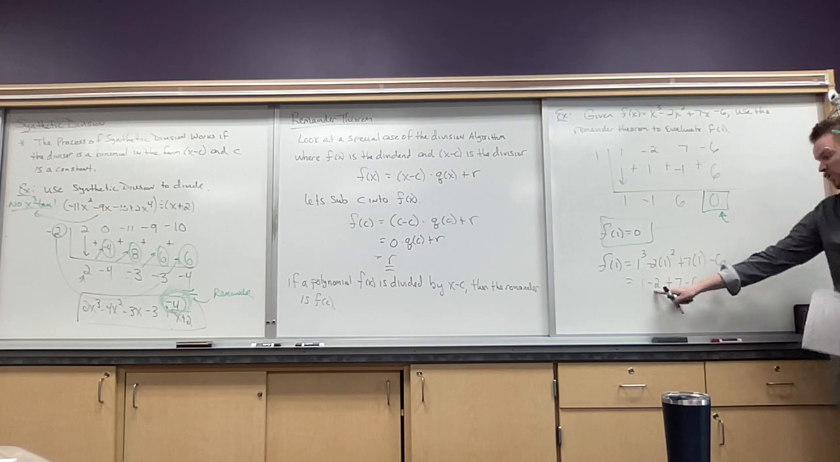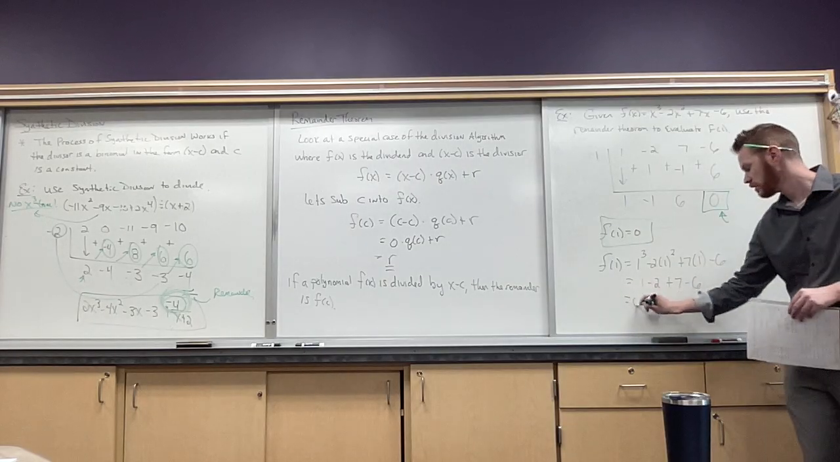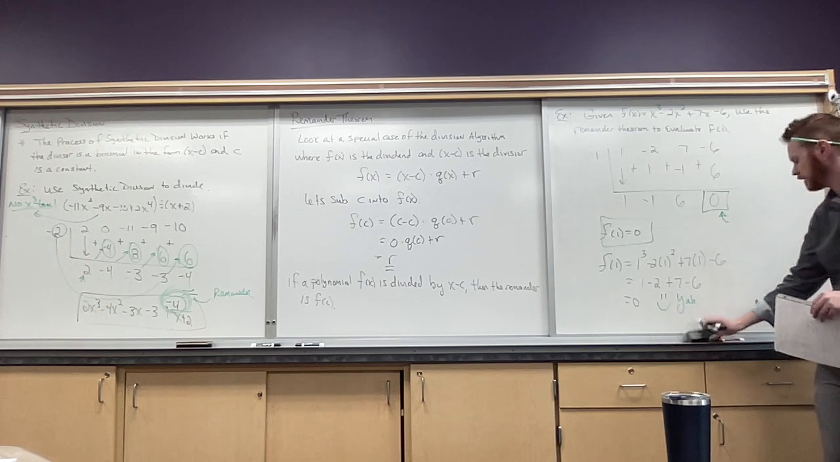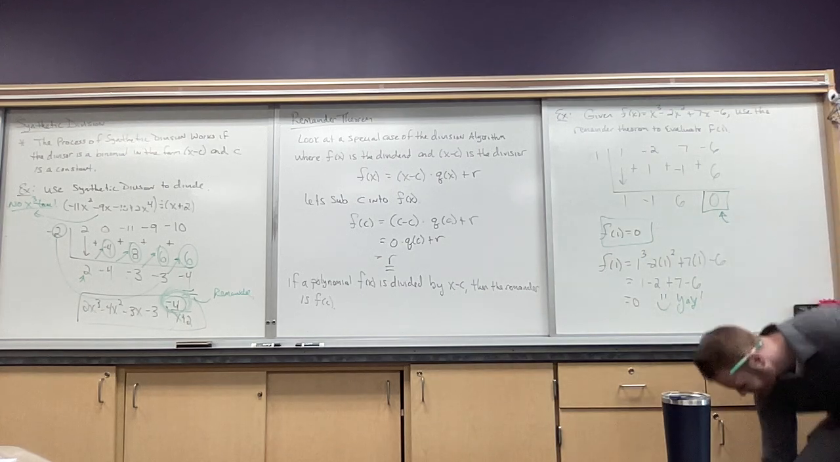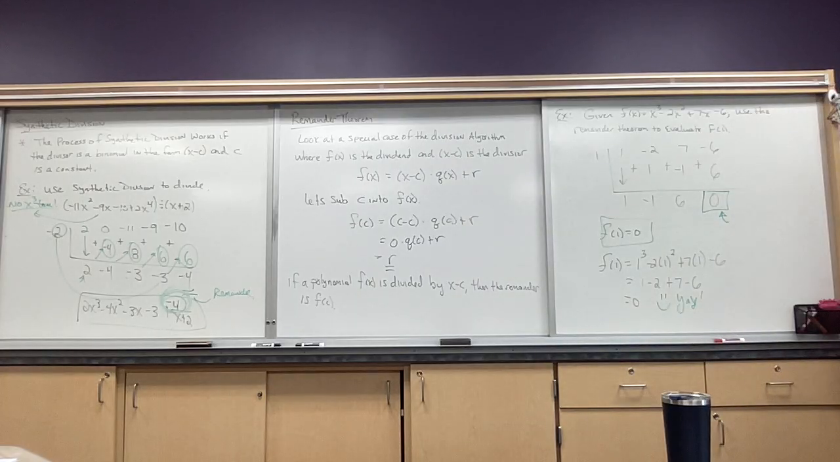So 1 minus 2 is a -1. Plus 7 is a 6, minus 6 is indeed, hey, it's 0. Well, yeah, no, not yeah, yay. There we go. That was like a sarcastic thing. Yeah, of course. But yeah, there we go.